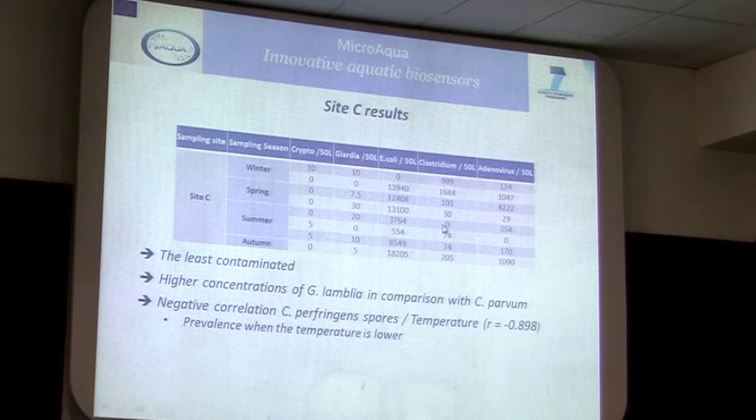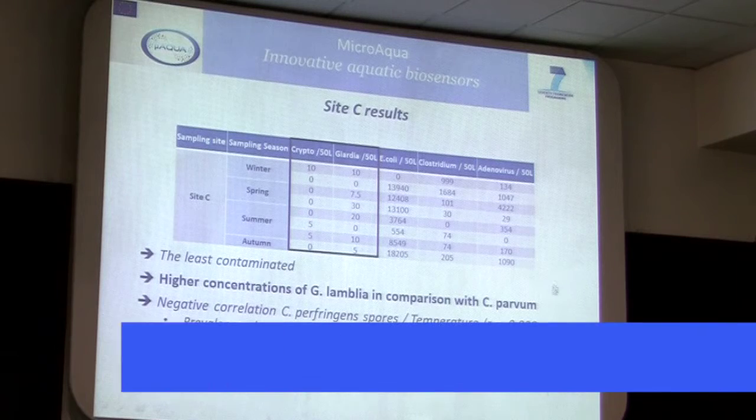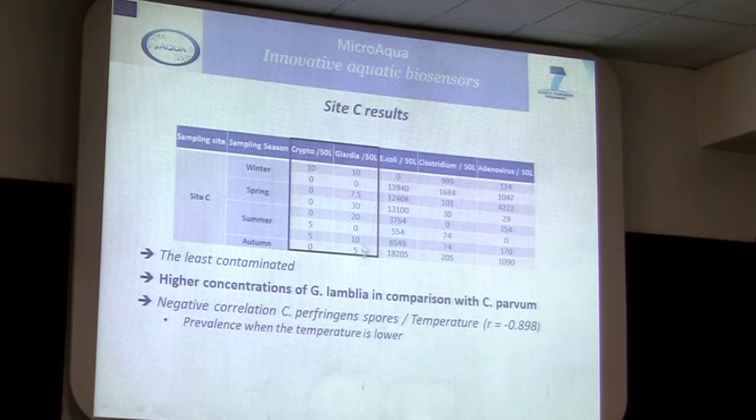In the same way for site C, 3 out of 8 were positive for Cryptosporidium and 6 out of 8 for Giardia, with, like for the two other sites, a higher concentration of Giardia lamblia in comparison with Cryptosporidium parvum. It's important to note that site C is the least contaminated in comparison with the two other sites.